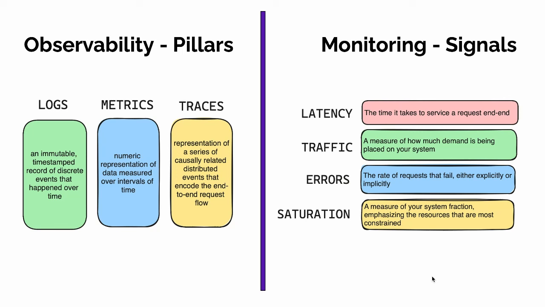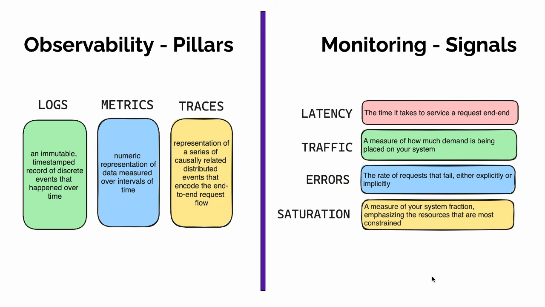The final pillar is traces. These map the flow of requests through your system, showing how different components interact. Traces usually provide a visual representation of how a specific user action travels across your servers and databases. They're like following a breadcrumb trail to understand the complete journey of a request.